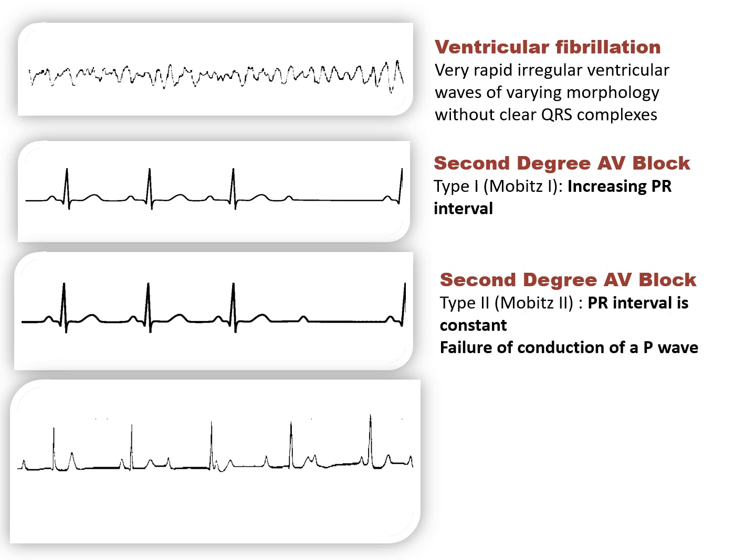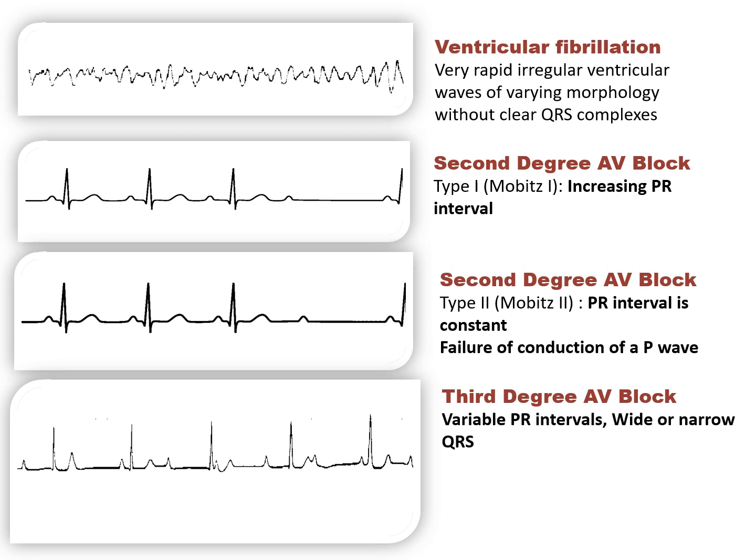In third degree atrioventricular block, there are variable PR intervals, wide or narrow QRS complexes. There is no correlation between P wave and QRS complexes. And this is because of the complete blockage at the level of the atrioventricular node, which leads to irregular rhythm.